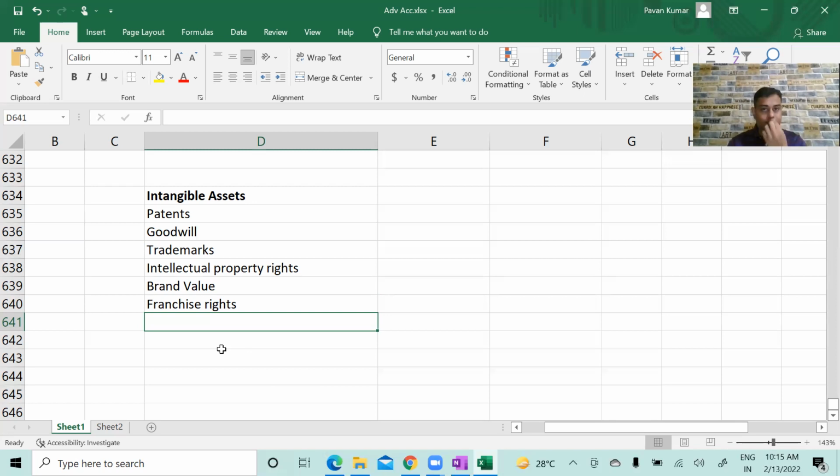Okay, any other asset? Hello? Come on, dude. You are not participating. Software, you know this, right? Software is an intangible asset.